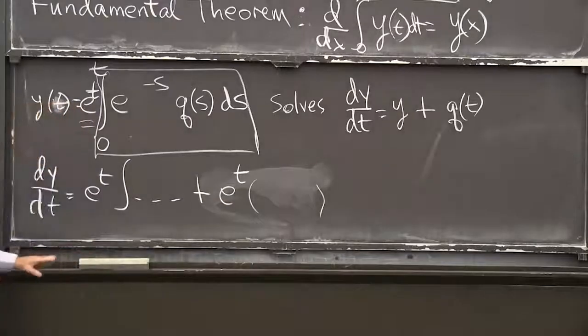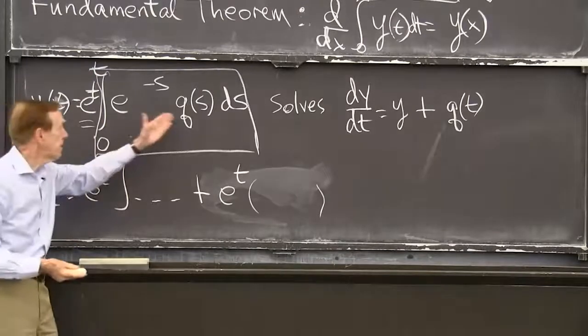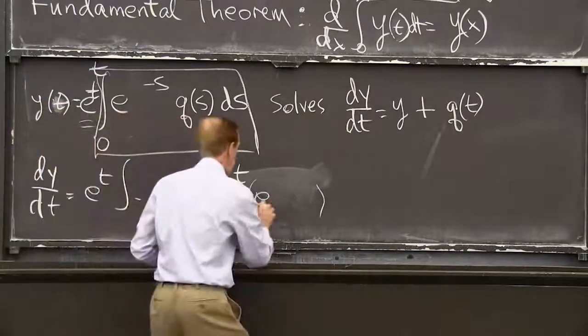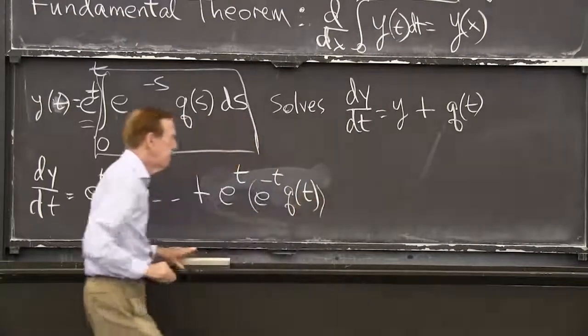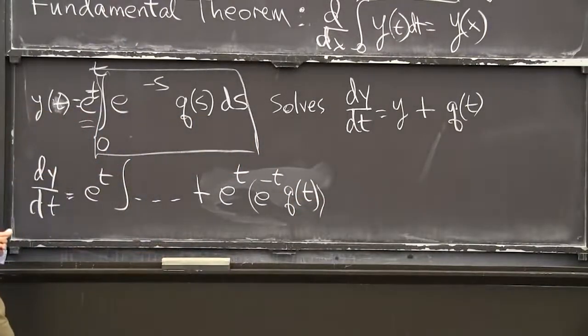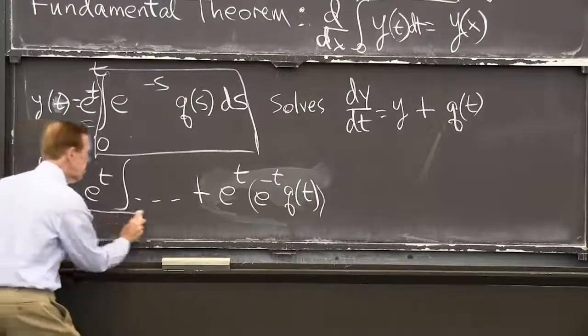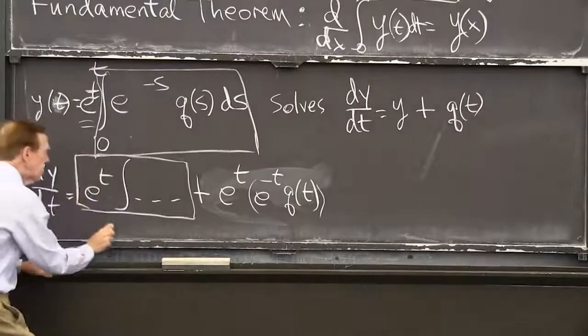Okay, now, what's the derivative of that? Fundamental theorem of calculus. We've integrated something. I want to take its derivative, so I get that something. I get e to the minus t q of t. That's the fundamental theorem. Are you good with that? So let's just look and see what we have. First term was exactly y.